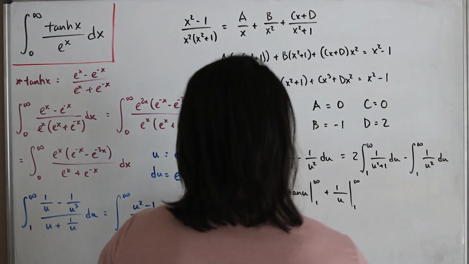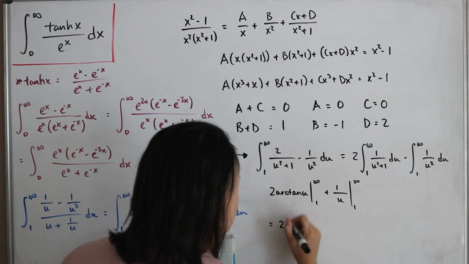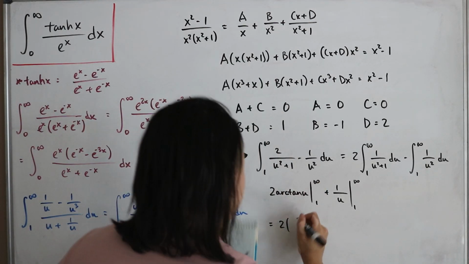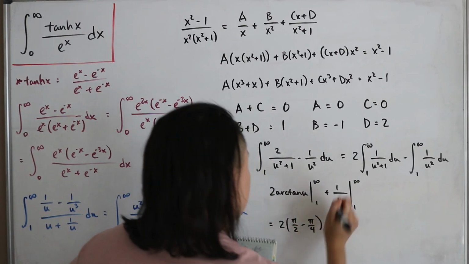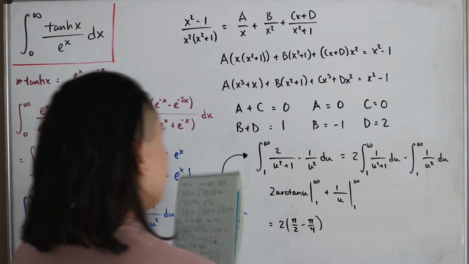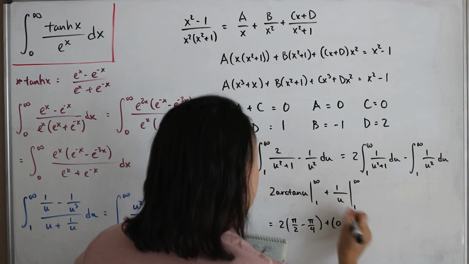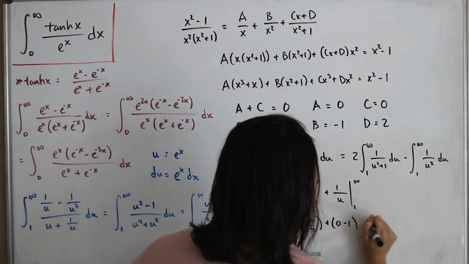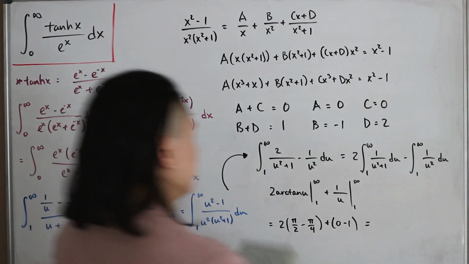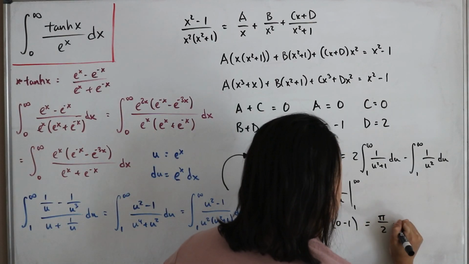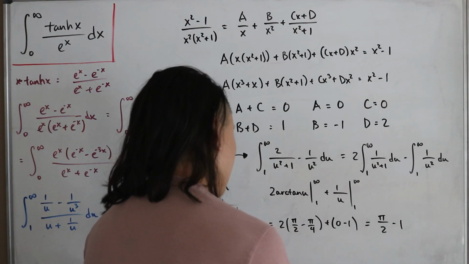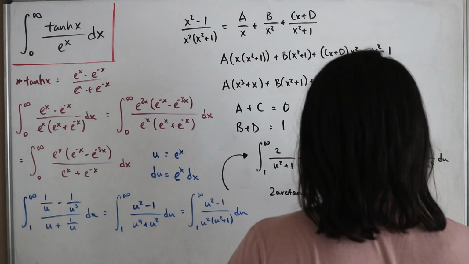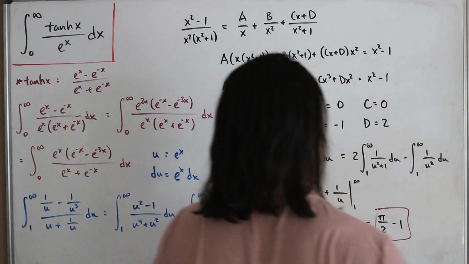And then if you plug everything back together, this is going to be 2, plugging in infinity gives pi divided by 2, plugging in 1 gives pi divided by 4. Then over here that's going to be plus 0, and then subtract 1. Combining everything together, this simply yields pi over 2, then subtract 1, which is our final answer to our hyperbolic tangent and exponential function hybrid integral, just like that.